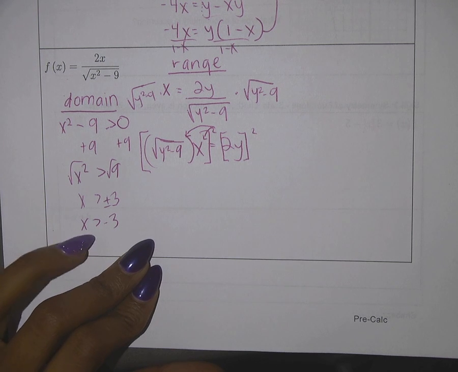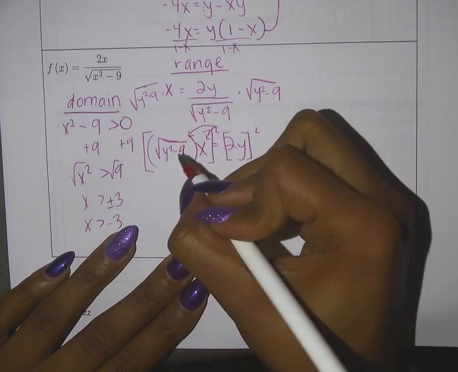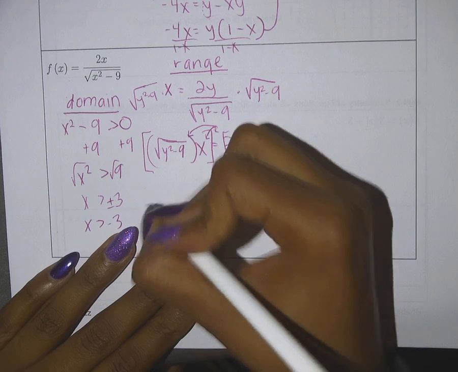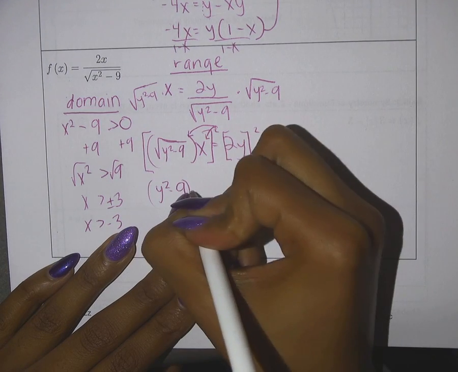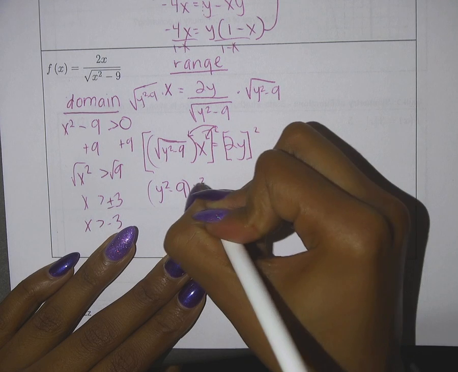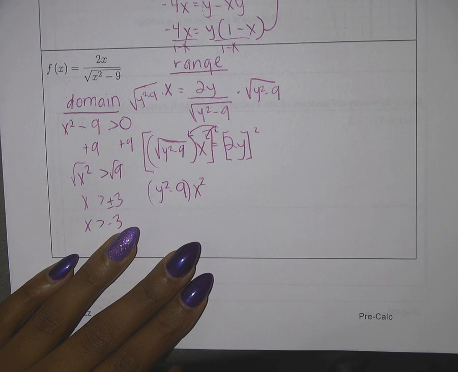Now, I will say this one is a little bit more complex, and I'll give it on the test. All right, so let's continue. If I square this radical, it cancels, so I have y squared minus 9 times x squared. We're about halfway, and I promise it gets easier after this.